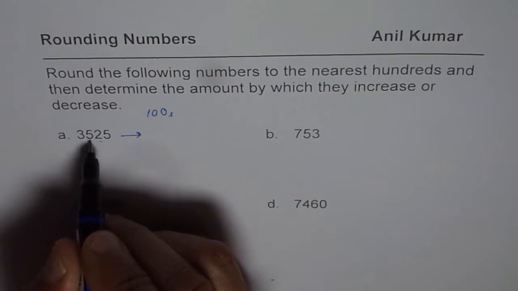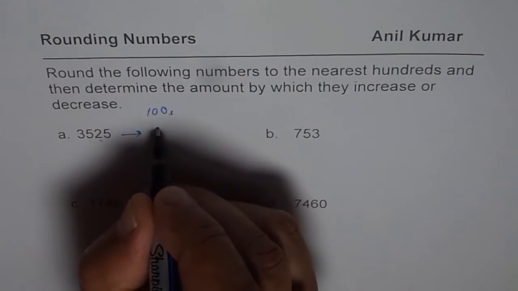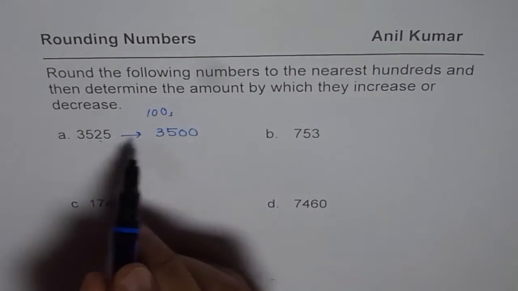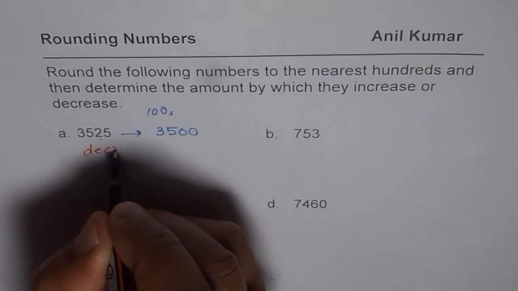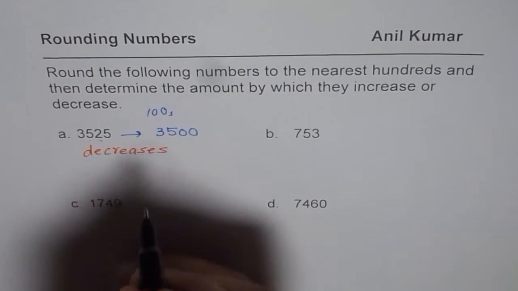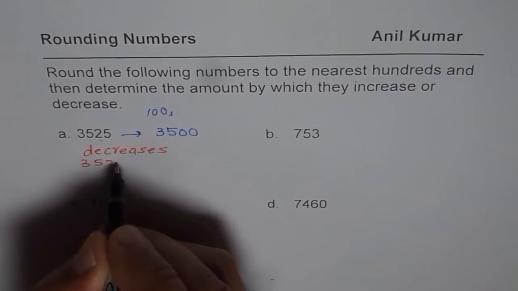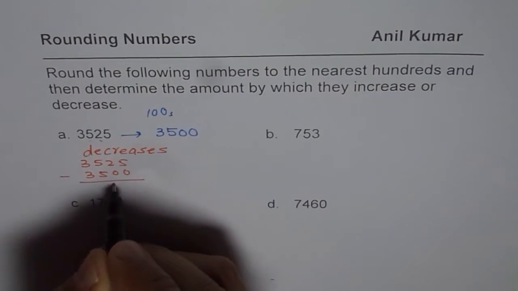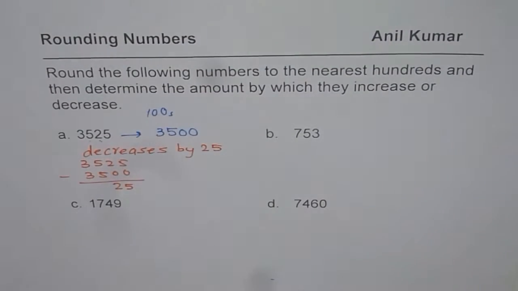So 3525. 2 is less than 5, so it rounds to 3500. So what you see here is that the number decreased. So we know that it decreases, correct? Now the question is, by how much? Let's find the difference. So we'll do 3525 take away 3500, and it decreases by 25. So we can write decreases by 25. Is that okay? So this is the process which you need to follow.